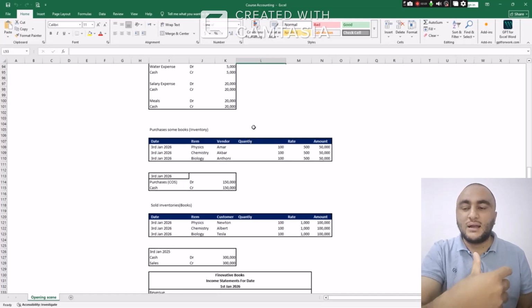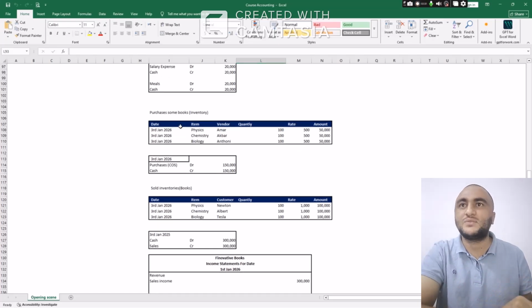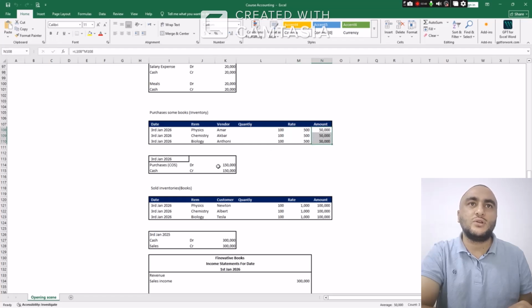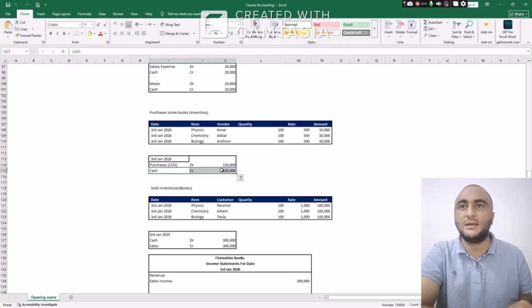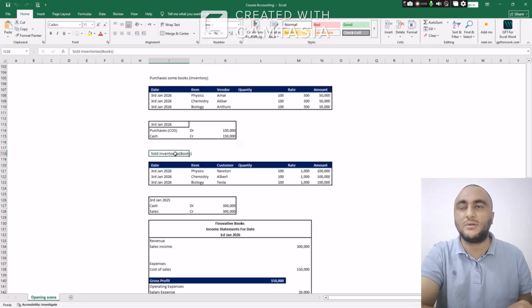So to complete our income statement, we need sales and purchases of inventory, cost of sales, and sales. So these are the cost of sales, as I have explained. On 3rd Jan, we purchased 3 types of book: chemistry, biology, and physics, from the supplier Amar Akbar Anthony, quantity 100 each, at a rate of 500 rupees each, making a total of 1,50,000. The purchase, cost of sale, is debited, and cash will be credited with the same amount.